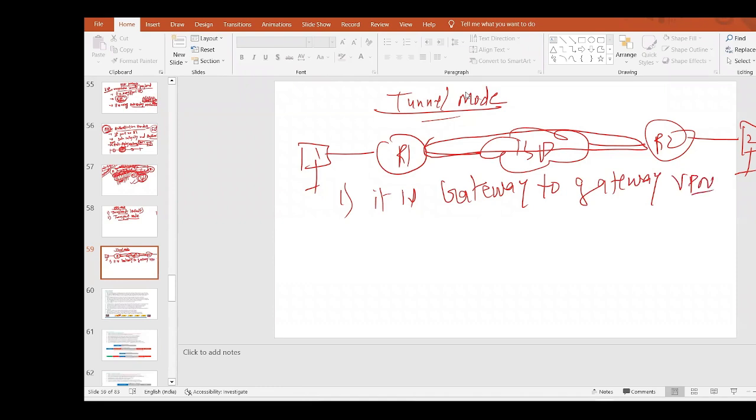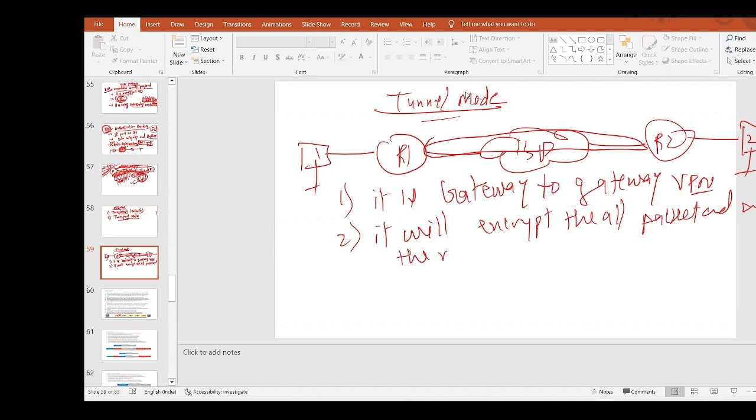What it does, it will encrypt the entire packet and add the new header. It will encrypt the whole packet and add the new header. Okay, this is the most important, the new header. What is this? I'm going to explain.